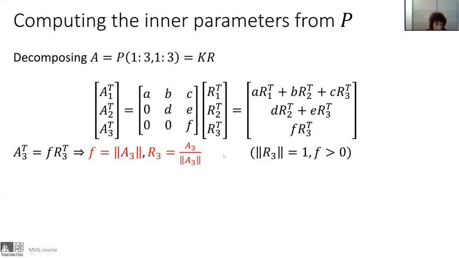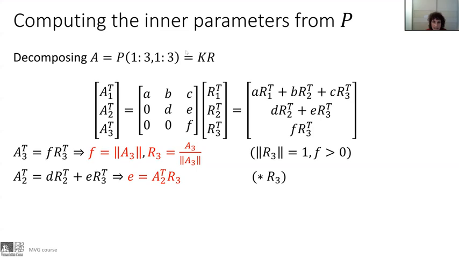Okay. So the left-hand side is known. It's A3 transpose. I know it from the calculation of the DLT. Now I would like to extract F and R3 transpose. So if I take F to be the norm of A3 and R3 to be the third row divided by the norm of the row, then I get F, which is greater than 0, and a row of the matrix which has norm 1. So far, so good. Let's continue.